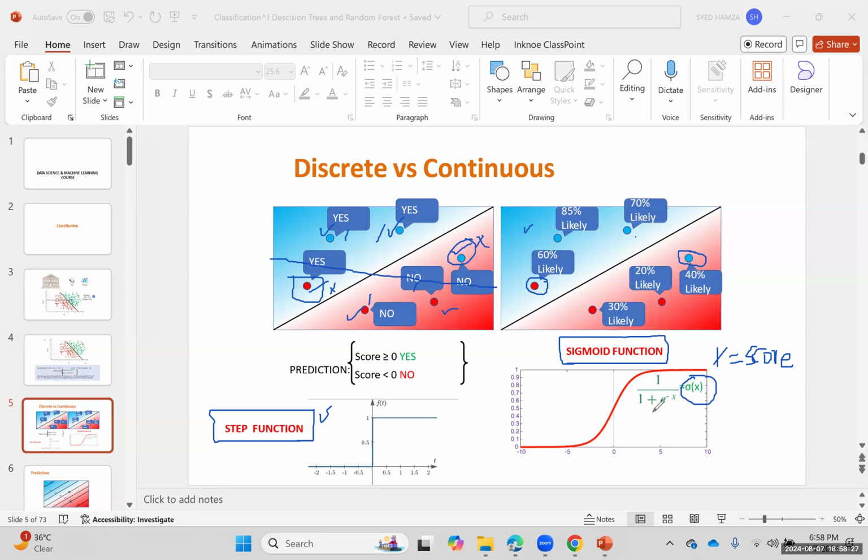So in that case, the sigmoid value would be 1 divided by 1 plus e to the power minus 2. And it would give you some value. I don't have a calculator now, so it will give you some value around 0.88 or something like that. Now, what does this 0.88 value mean?